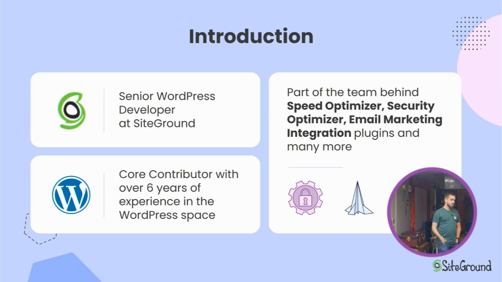Some of our plugins include, but are not limited to, Speed Optimizer and Security Optimizer. They have more than 2 million active installations as of now. And one of them is the email marketing connector plugin, which, spoiler alert, inspired the talk for today.